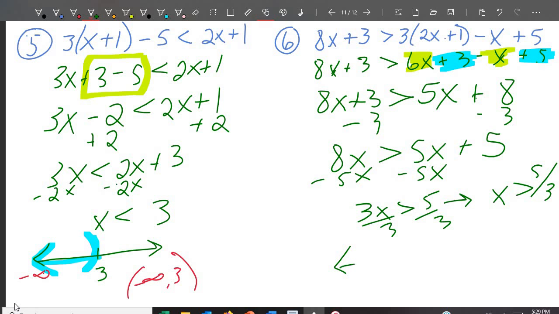Now, sketching that on the number line, 5/3. It's going to go to the right, and it will have a parentheses. So the interval notation is parentheses, 5/3, positive infinity, parentheses.